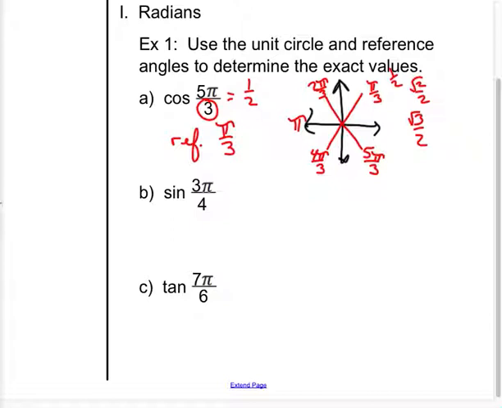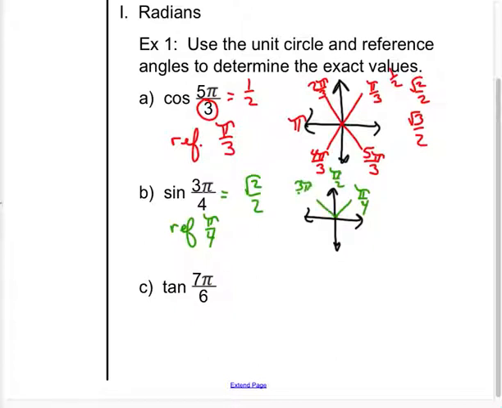For b, we are looking at sine of 3 pi over 4. So pi over 4 is our reference angle. And pi over 4 is the one that's nice because your sine and cosine are the same. They're both the square root of 2 over 2. So we just need to figure out which quadrant we're in to determine if our sine is positive or negative. So we have pi over 4, 2 pi over 4, or pi over 2, and then this is 3 pi over 4. Our sine is the y-coordinate, and in the second quadrant, the y-coordinate is positive.